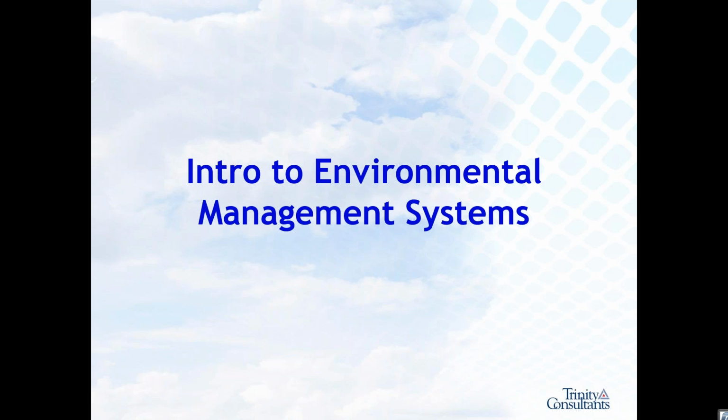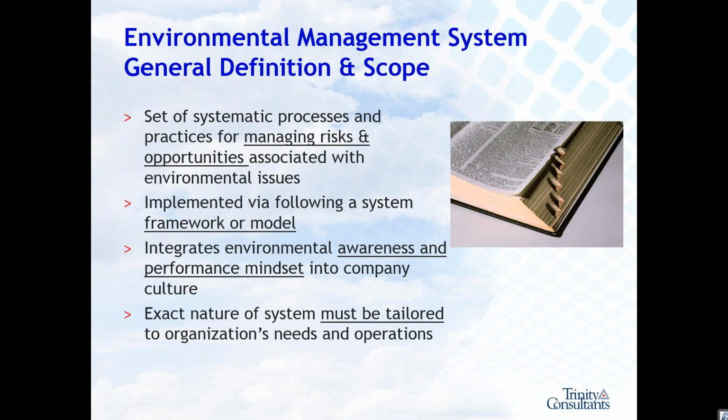So now we'll start in with an introduction to environmental management systems. The environmental management system is essentially a set of processes and practices that are used to manage risks and opportunities related to environmental issues of an organization. And usually such a system is put in place by following a specific framework or model. And today we'll mostly focus on the ISO 14001 model, as that is the most common for an environmental management system. And the goal of such a system is to integrate awareness of environmental issues throughout an entire company.